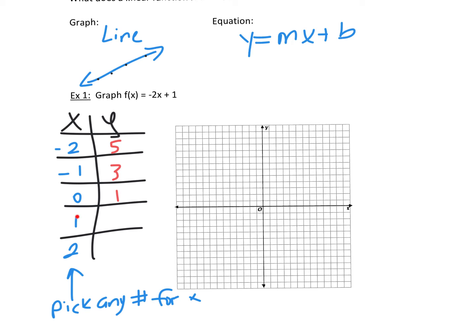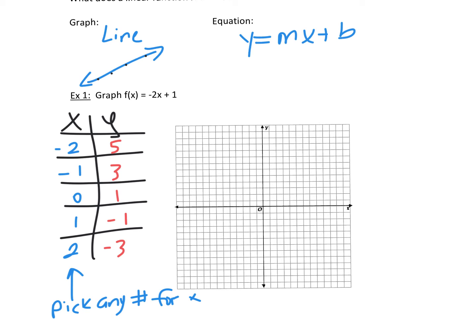Next, I'm going to substitute 1. -2 times 1 is -2. -2 plus 1 is -1. Again, feel free to use your calculator. And then 2 is going to get substituted. -2 times 2 is -4. -4 plus 1 is -3. So these are now xy coordinates.